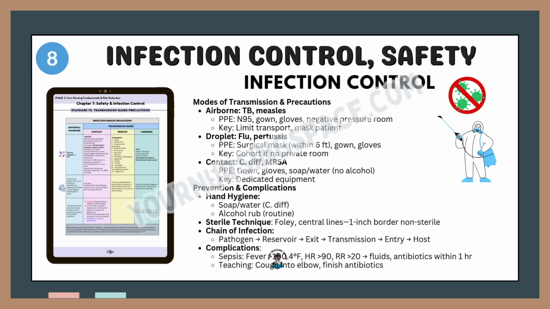So you break it with hygiene or sterile technique, like when you're inserting a Foley catheter, because messing that up means a UTI with cloudy urine. Oh, and if you spot sepsis, say a fever over 100.4, heart rate above 90, and breathing over 20, you've got to act fast with fluids and antibiotics in an hour to save that life. Teaching's simple too. Just tell patients to cough into their elbow and finish their meds, and you're golden.